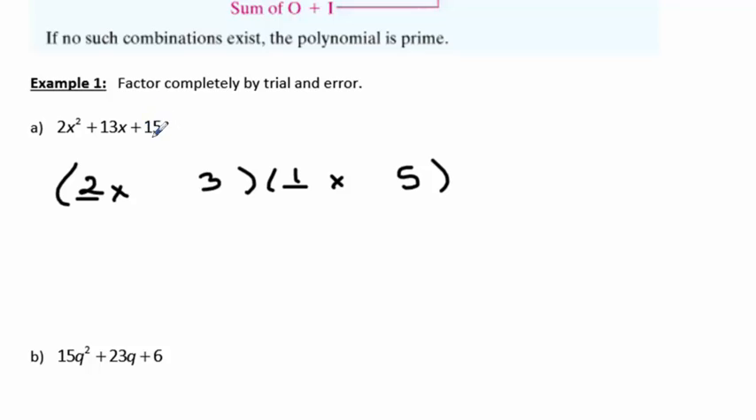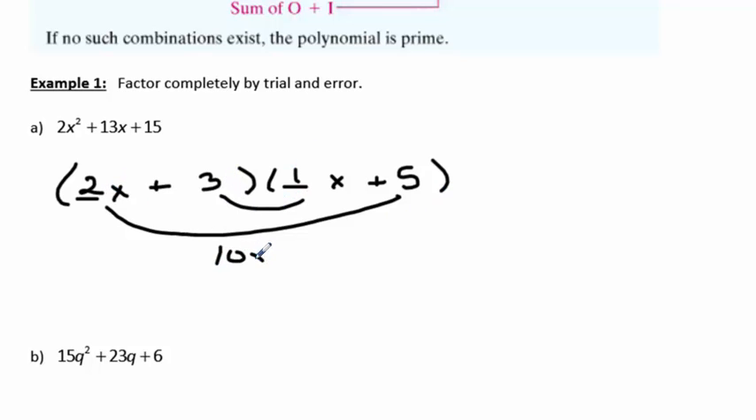I know that since 15 is positive, and I'm adding to a positive 13, it needs to be two positives. Let's do our trial and error check right here. I already know that 2x times 1x gives me 2x squared. What I need to check is the mixed terms, the terms that involve a constant and the x. So the outside two and the inside two. The outside two are going to multiply to 10x, and the inside two are going to multiply to 3x. And so I have the total of 13x. We got it on the first try. So the answer here is 2x plus 3 times x plus 5.